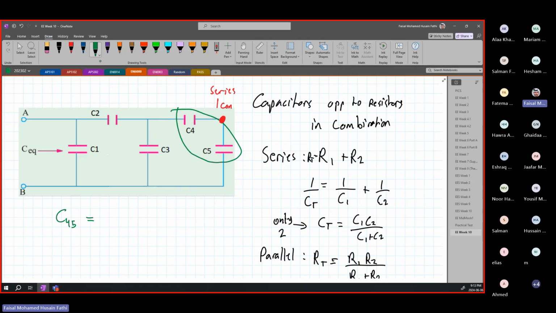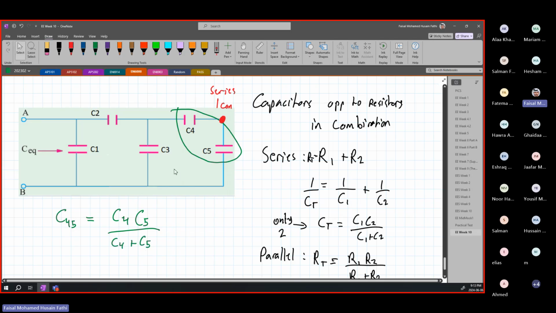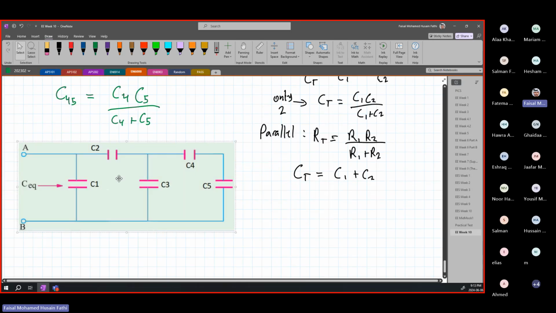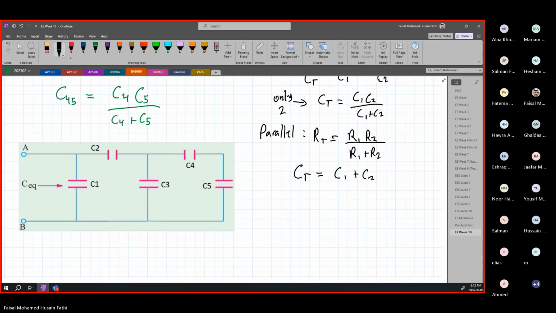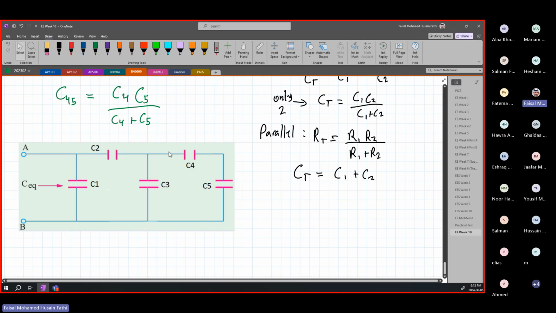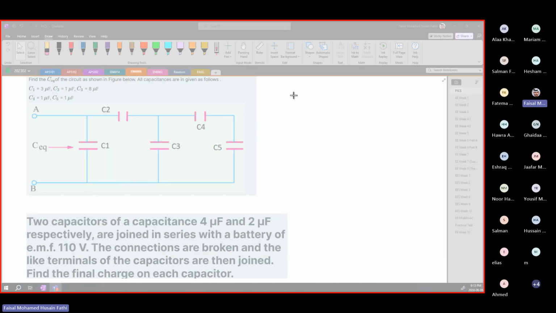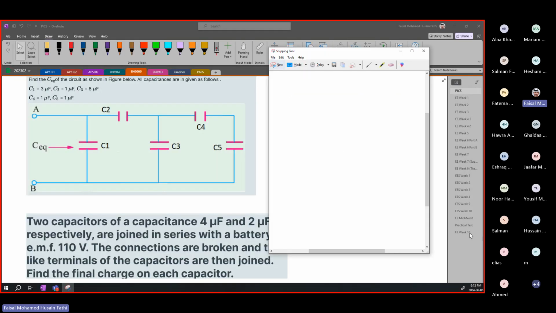All right. For C4 times C5 over C4 plus C5, this is what you will get. This is how you do the reduction, and you will do the same for the remaining ones. So now we have, let me actually just do this for the first two so you don't get confused, so you get the general idea.